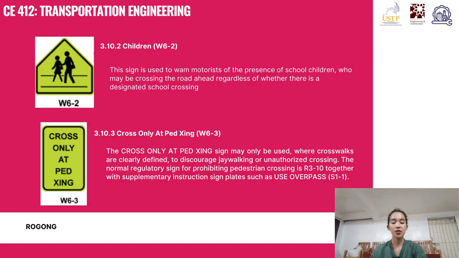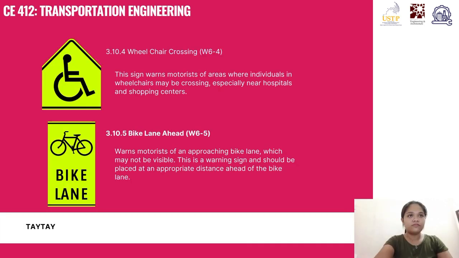The next sign we have is children crossing, with the codes W6-2B and W6-2C. It alerts drivers to the presence of school children. For the next sign, we have cross only at pedestrian crossing, and the code for this is W6-3. The purpose of this sign is to inform pedestrians to cross only at marked crossings.